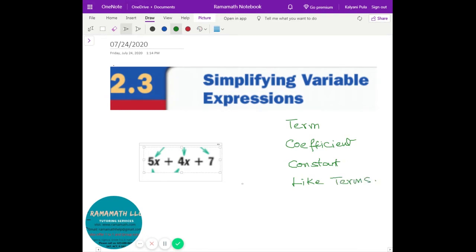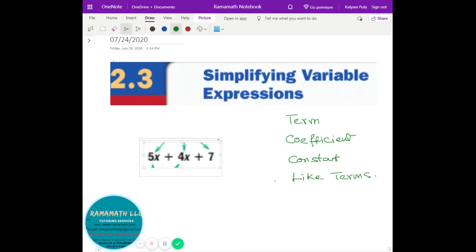So we're going to see all this vocabulary in this lesson, and then we make sense of how to combine like terms and what the terms mean, those things.